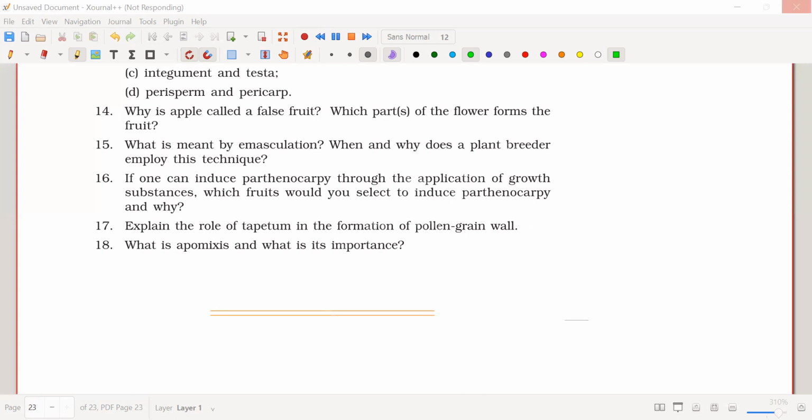Vigorous contraction of the uterus at the end of pregnancy causes expulsion. Clear? Vigorous contraction of the uterus causes expulsion or delivery of the fetus. This process of delivery of the fetus, childbirth, is called parturition. At the end of the gestation period, there will be a vigorous contraction in the uterus causing the expulsion or delivery of the fetus, the child. That process of delivery of the fetus or childbirth is known as parturition.